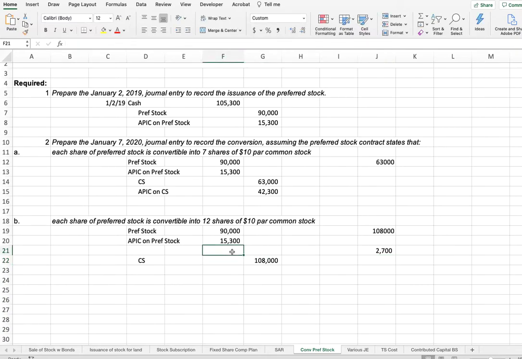debited, unaccounted for. So where does that $2,700 come from if we issued it below par value? And so clearly it's not additional paid in capital, because it's not additional paid in, it's the opposite direction. So that actually comes out of retained earnings. And so we have a debit to retained earnings for $2,700, and then the single credit to common stock for 108,000.